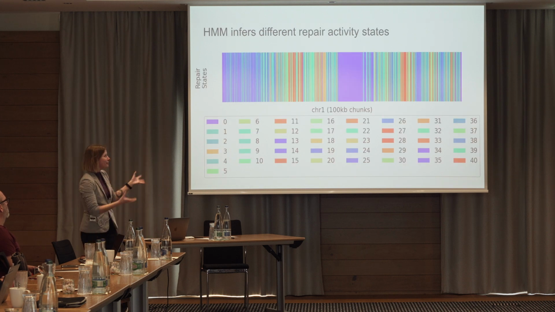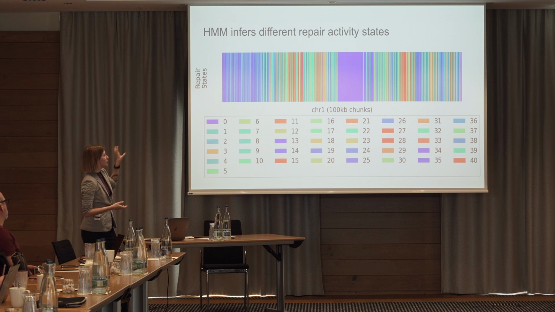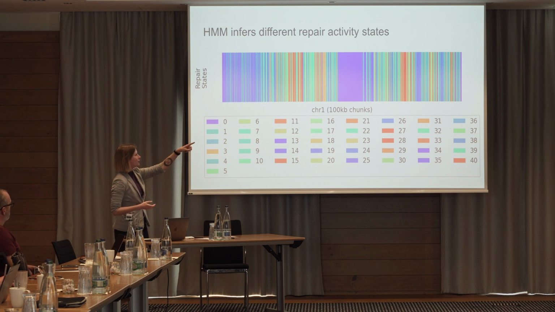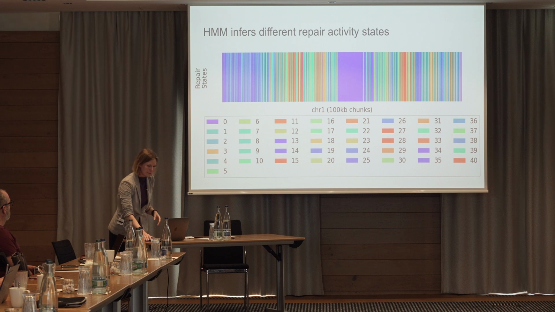So if we look just at chromosome 1 and 100 kilobase chunks and the assigned states as a result of this whole process, this is what it would look like. We can see that there is some evolution of the states along the chromosomes. As you can see, there is a lot. How we handle it, I will get to in a second.